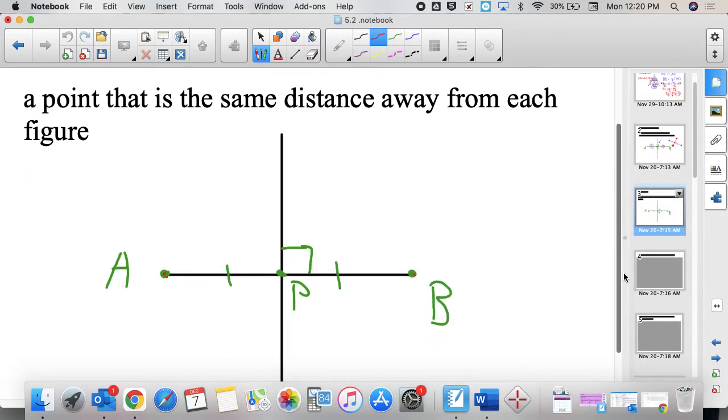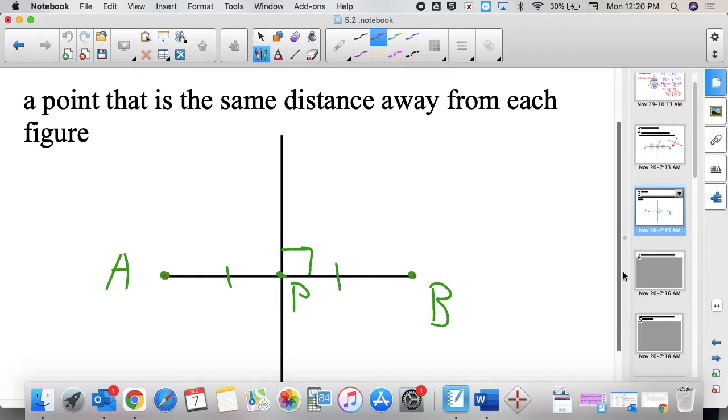So this point P here, it is the same distance away from A as it is from B. If this segment on the left was 4 inches, this segment on the right would be 4 inches. That's what that term equidistant means. We would say that that point P is equidistant from the endpoints A and B.